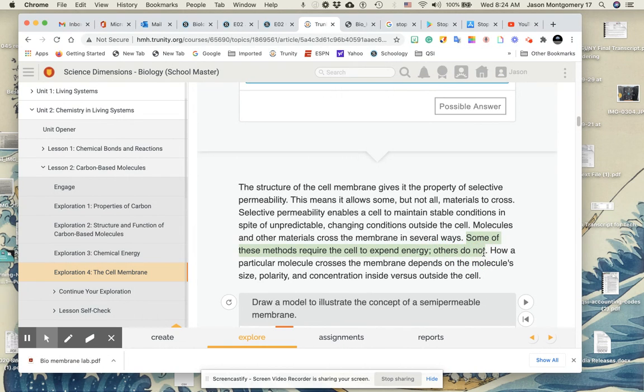This is like the most important concept here in this section that we're going to be focusing on. Certain things do not require energy and certain things do. Okay, so how much of a particular molecule crosses the membrane depends on the molecule's size, right? The polarity and the concentration inside versus outside. So these are some really important sentences here. So you guys need to really focus on these. Remember these. These are going to come up several times here.